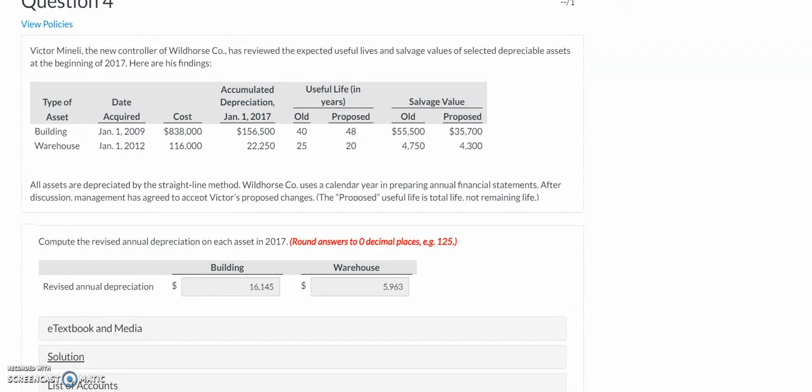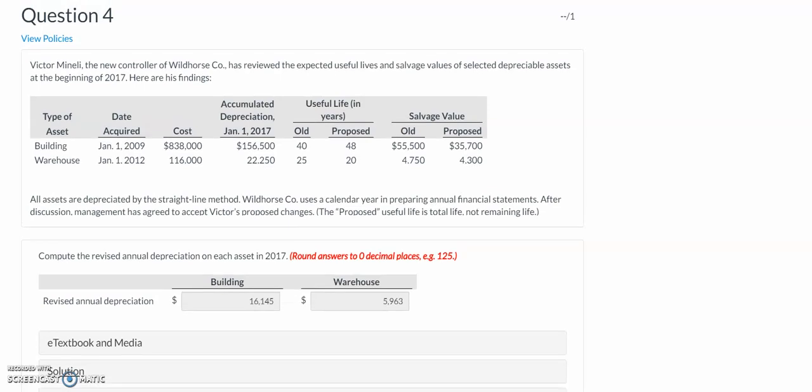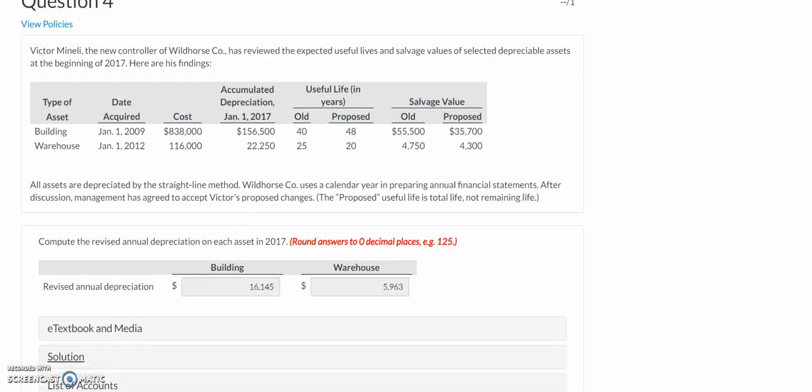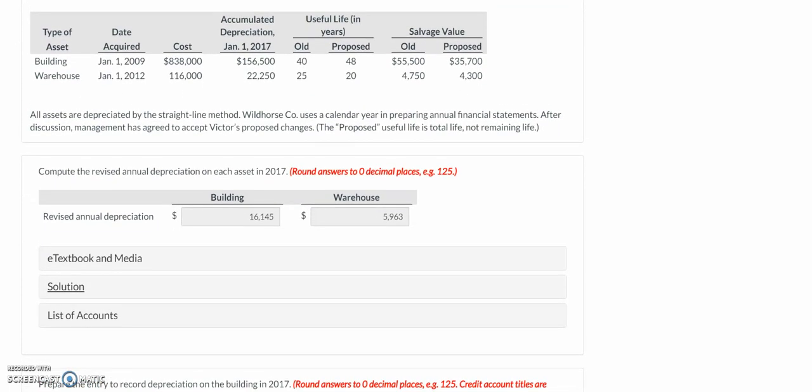So in this example with question 4, we have Victor Manelli, who is a new controller of a company that is reviewing the expected useful life and the salvage values of a few of their depreciable assets at the beginning of 2017. And in this problem, we have two assets that we're dealing with. We have our building and our warehouse. We notice that the date acquired is January 1st of each of the respective years.